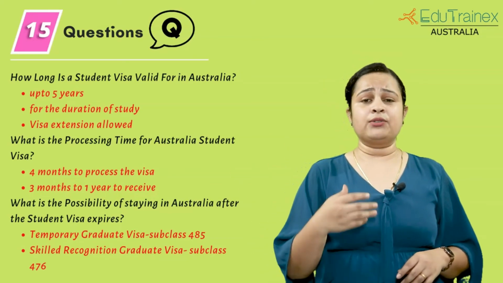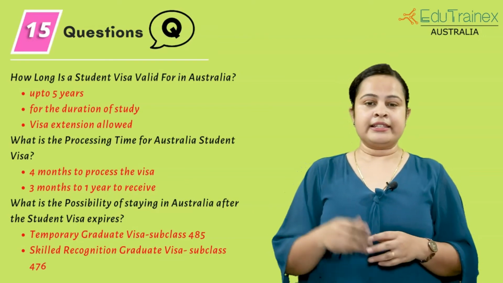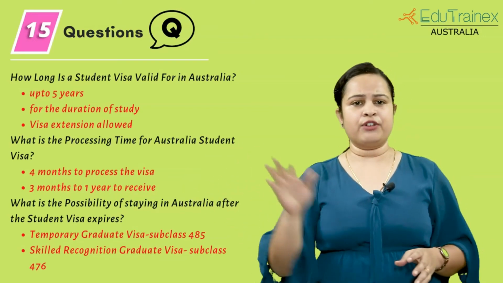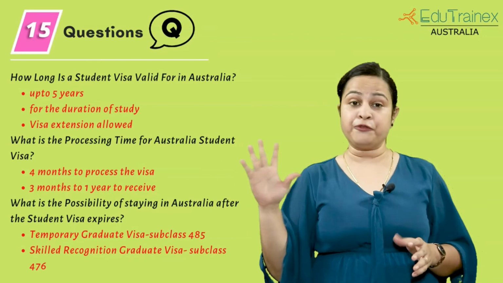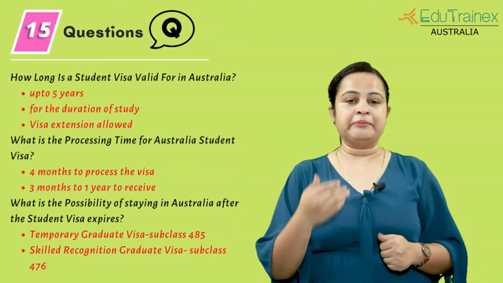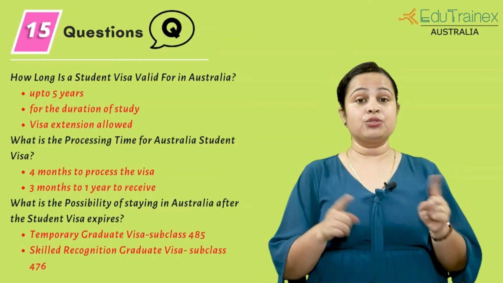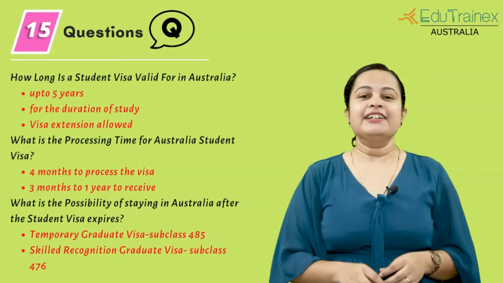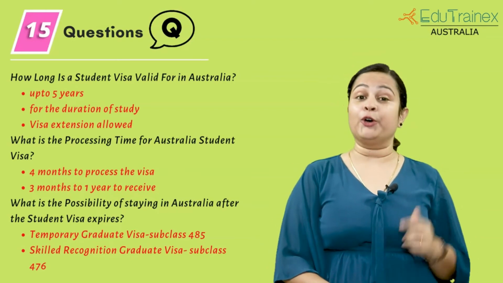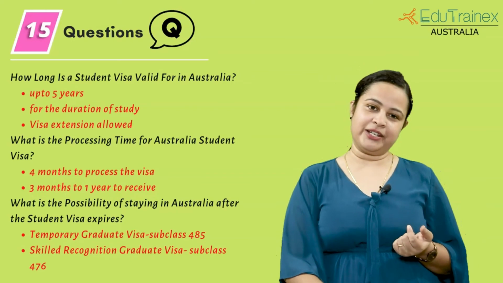Then, what is the processing time for it? For higher education, it usually takes around 4 months to process the visa, and it might take between 3 months to a year to receive the visas. This expected time differs depending on what you intend to study in Australia.